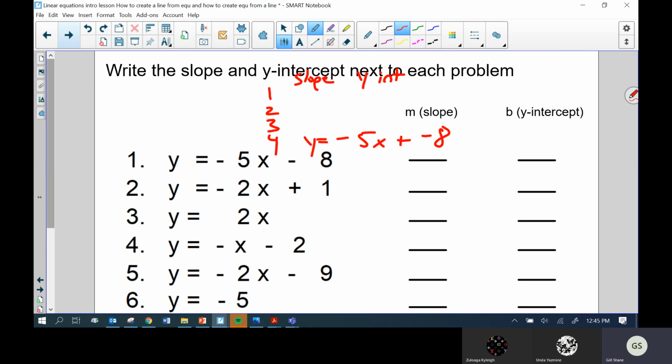Some of these are negative too. Remember, I just rewrote that top one: y equals -5x plus -8. Because there's nothing there, you should put 0. If it's a subtraction problem, the number in front of that is always negative.